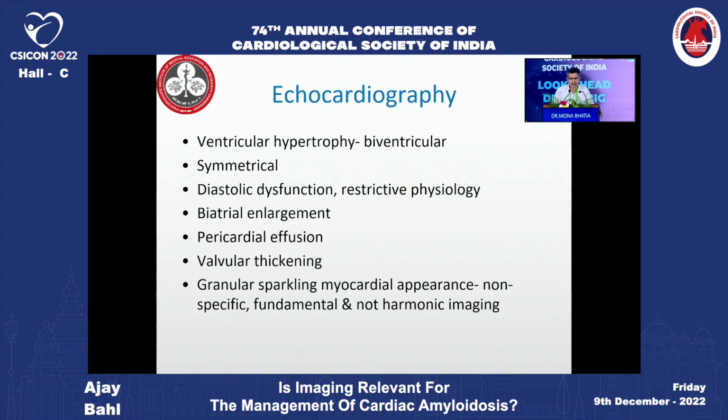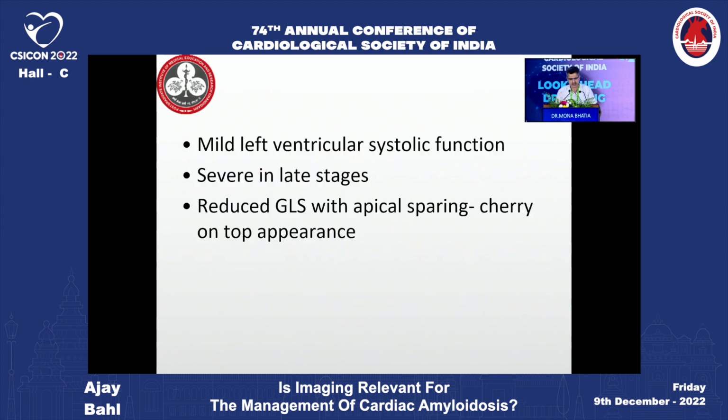So ventricular hypertrophy is usually biventricular. The left ventricle and right ventricle both are involved. It is often symmetrical. Diastolic dysfunction is prominent, so you get typical biatrial enlargement. Mild pericardial effusions may be seen, typically if there's right ventricular dysfunction, and some valvular thickening. Granular sparkling appearance is a non-specific finding, and we must know that this is not to be commented on if we are using harmonic imaging that we normally do in our setting.